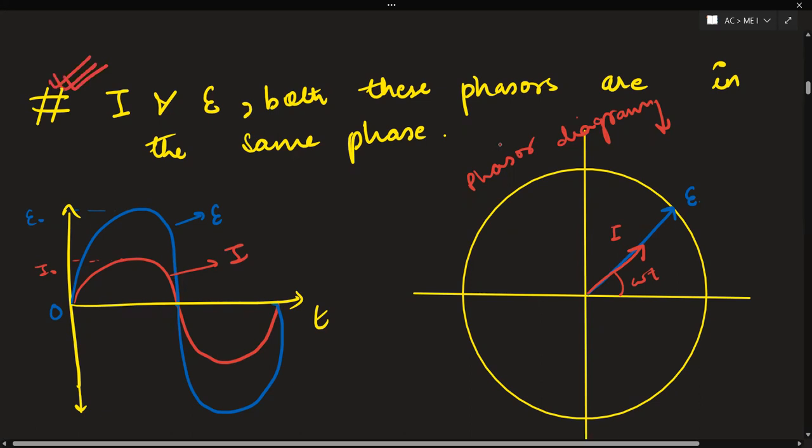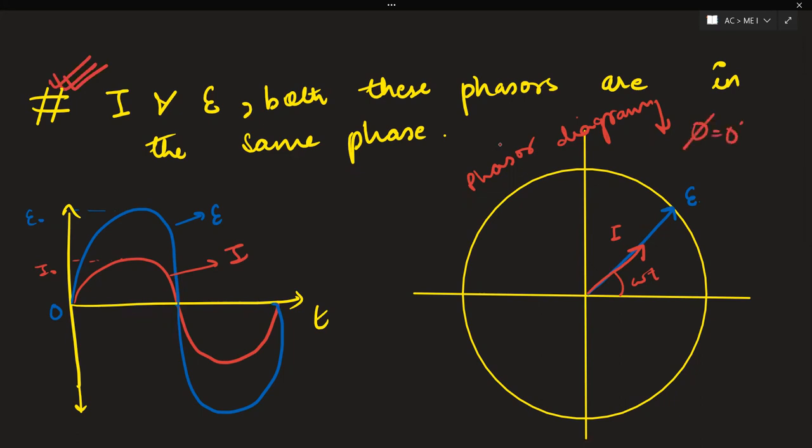This is a very important point and the main key part of this. If both are in the same phase, how will you show that? It means there is no angle between them. The phase angle between them is 0. So if the phase angle is 0 degrees, that shows both are overlapping. If either of them was exceeding, I would have drawn it further ahead or behind, right? Since they are overlapping, that's fine.